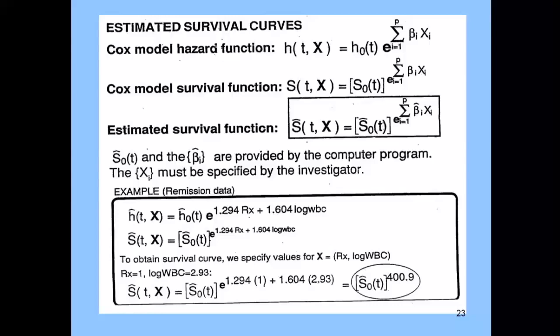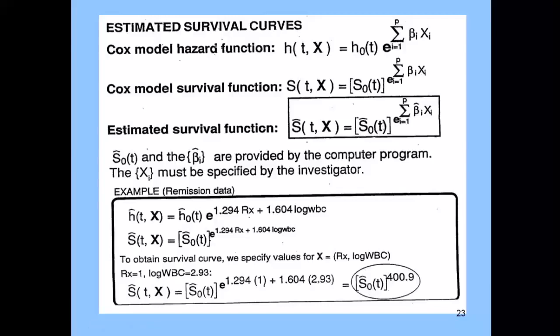I'll tell you why I chose it in a second, but if I plug that number in and compute e to the 1.294 times 1 plus that, I get an exponent of 400.9. And that means the survivor function is S naught of t, whatever this value is, that's going to change as t goes from 0 to 1 to 2 to 3, raised to the power of 400.9.